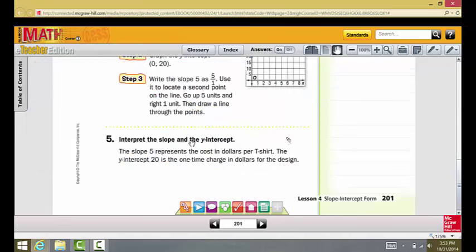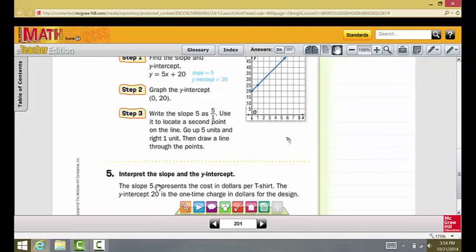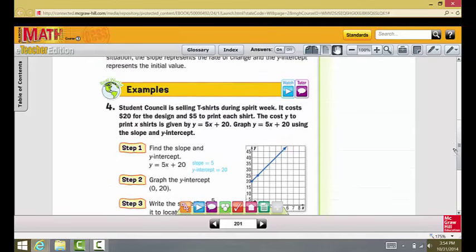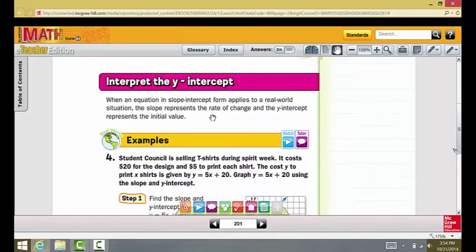Interpret the slope and the Y-intercept. The slope in this case represents the cost in dollars per T-shirt. And the Y-intercept in this case is the one-time charge. So now if we go back to our main concept up here, we can talk about the fact that the slope represents the rate of change and the Y-intercept the initial value.